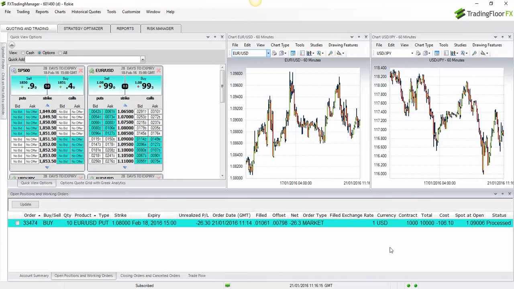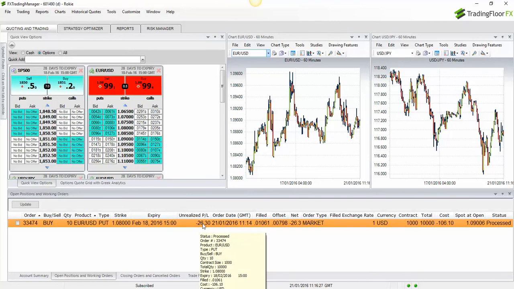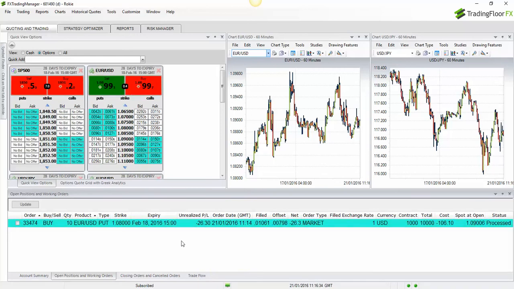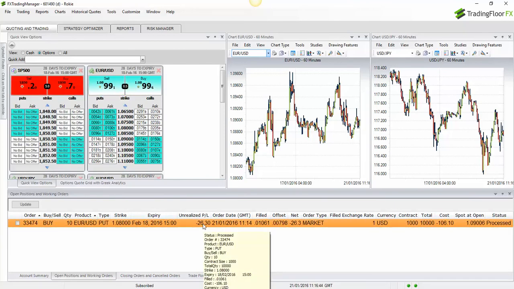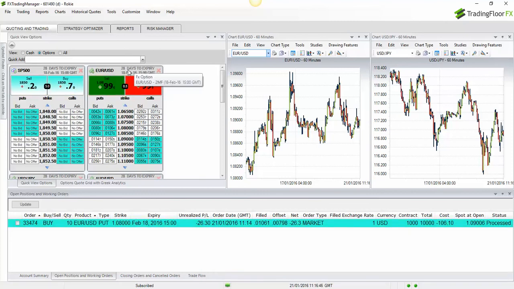Now, another thing that is very important is, if I am right and the price is going to go down to 108, you will see the profit here. Okay, at this moment it's minus $26, but you will see the profit going up. That means I could have, I don't know, $100, $200, $300. So I can close this option before the expiration, and from now there are 28 days to the expiration, so I can close it whenever I want.